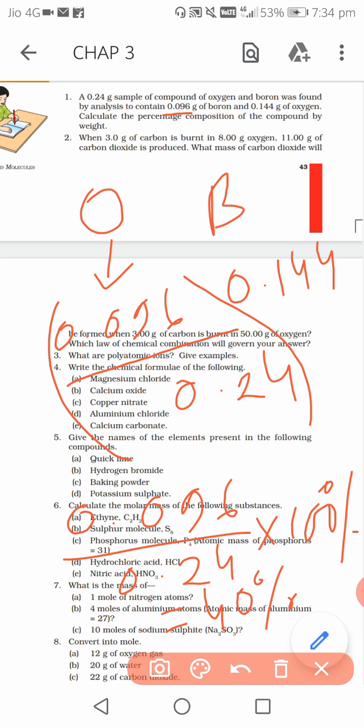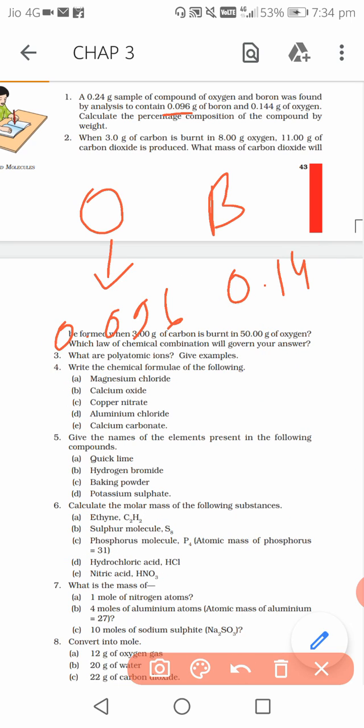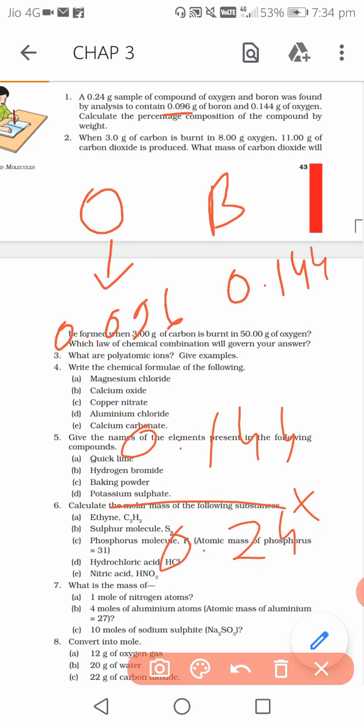Next, for boron, it will be mass of boron divided by 0.24. In this case, mass of boron is 0.144, and the total mass is 0.24, into 100%. So if you do so, the value comes as 60%. And obviously if 40% is oxygen, the remaining will be 60%, so 60% will be boron only, right?